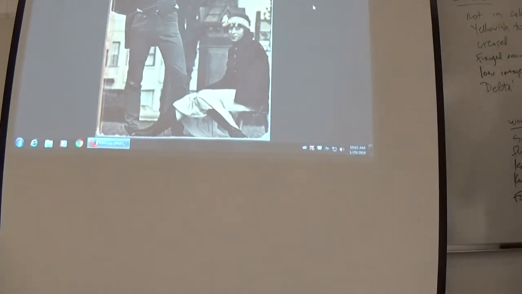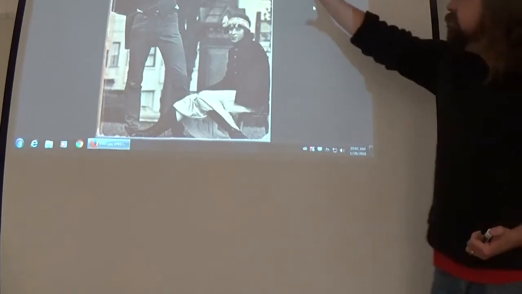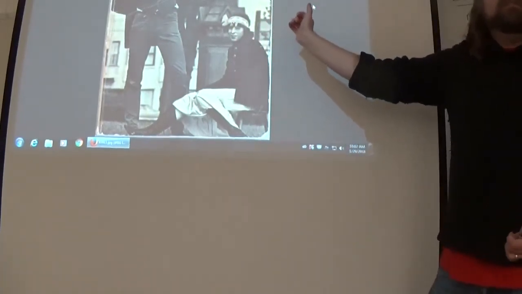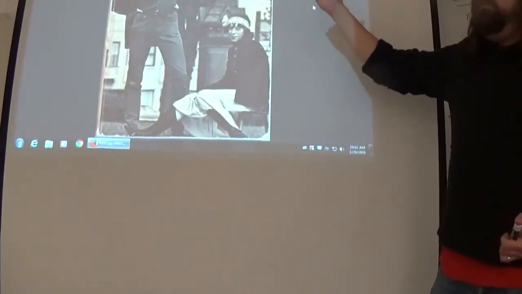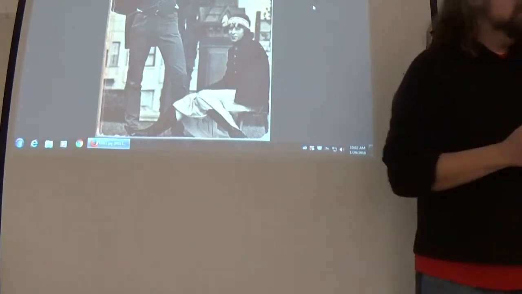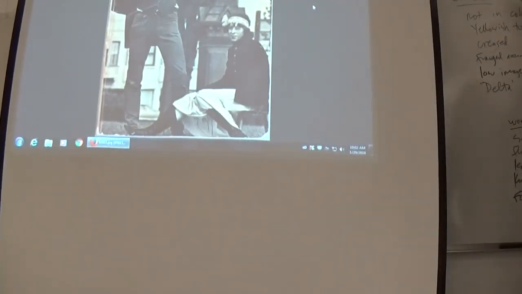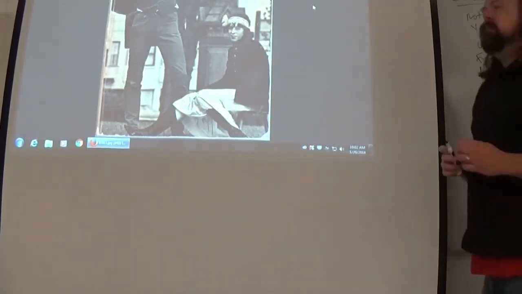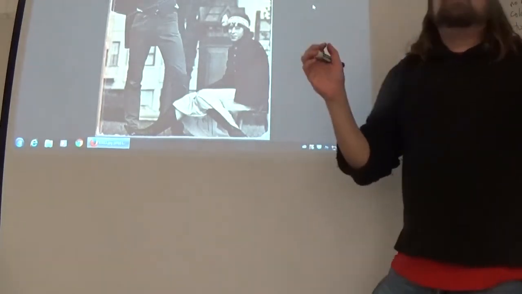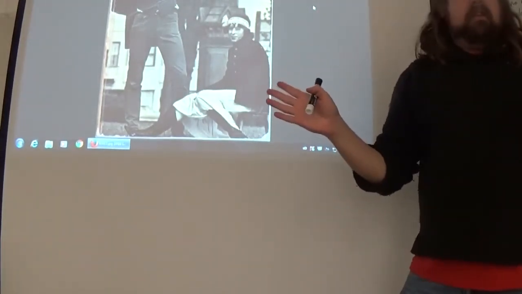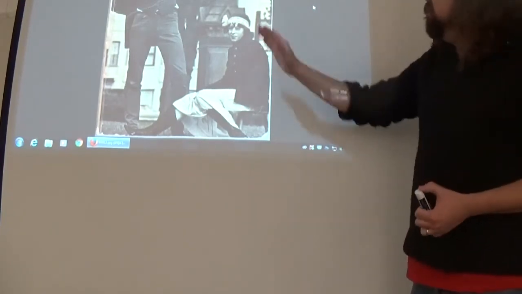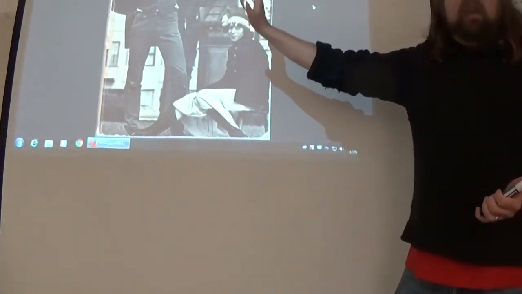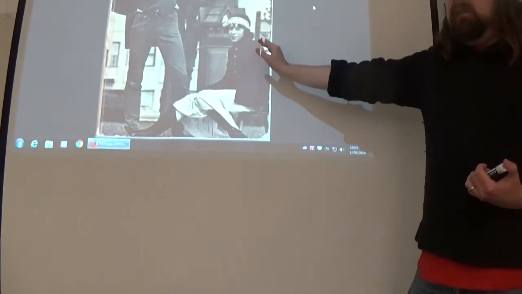Now this is something we have to think about here. What conventional markers of a book cover are missing here? No title, no author. There's no author listed on the cover. So whether one of these people is the author or not, we don't know. We don't know what the book is called.